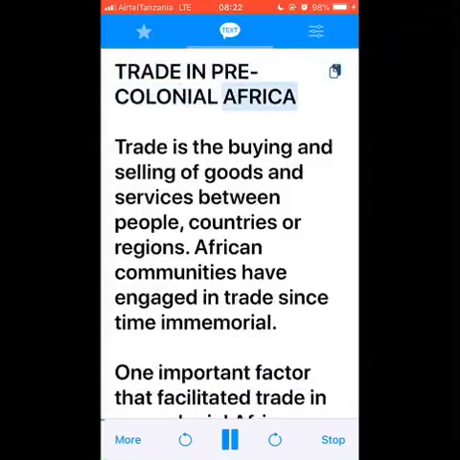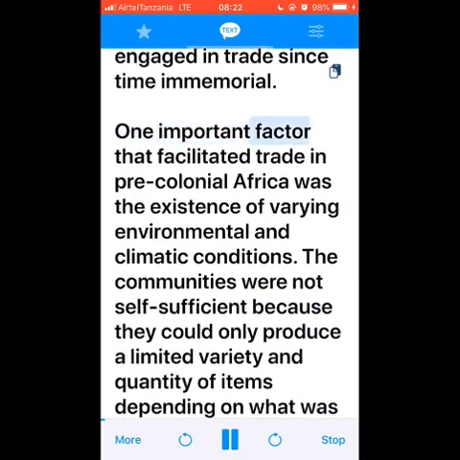Trade in pre-colonial Africa. Trade is the buying and selling of goods and services between people, countries or regions. African communities have engaged in trade since time immemorial. One important factor that facilitated trade in pre-colonial Africa was the existence of varying environmental and climatic conditions.